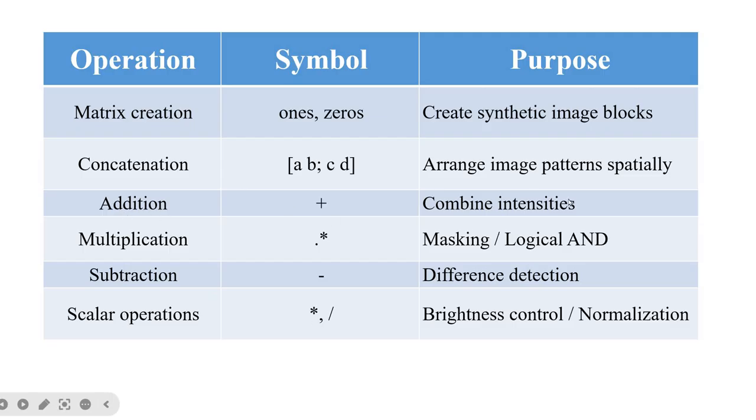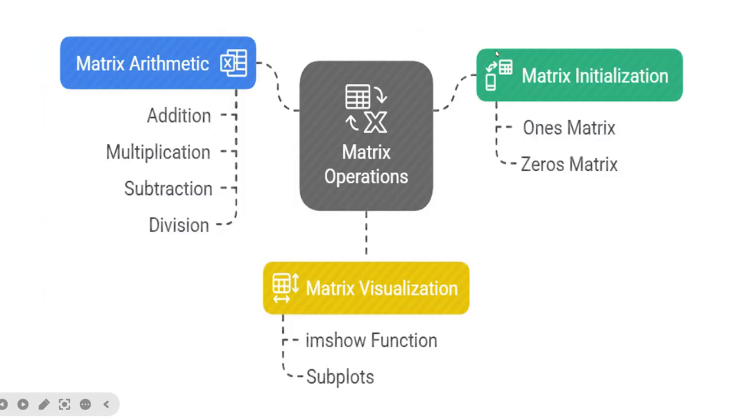Addition is used for combining the intensities. Multiplication is used for masking and logical AND. Subtraction is used for difference detection, and scalar operations are used for brightness control and normalization. Okay, so this is the overall thing which we have seen.